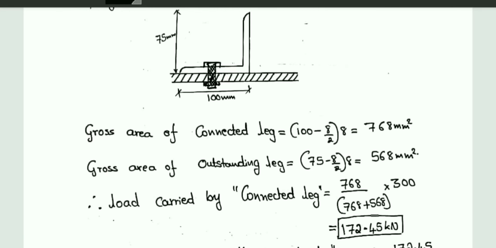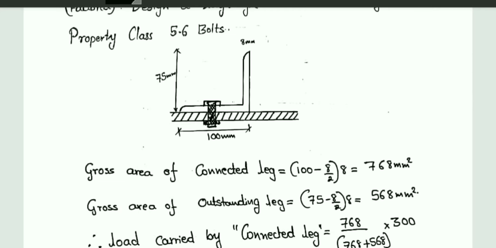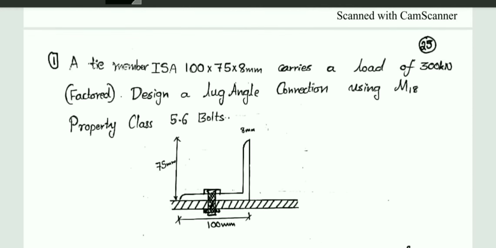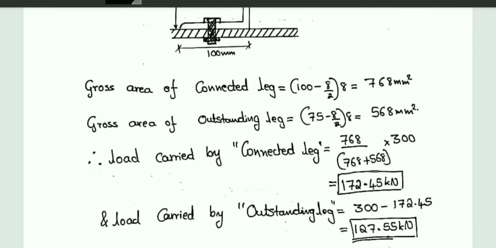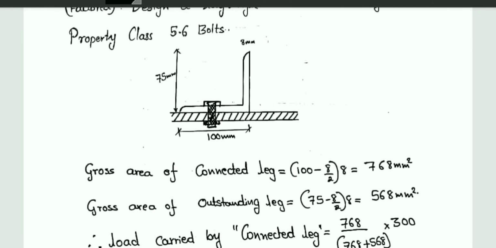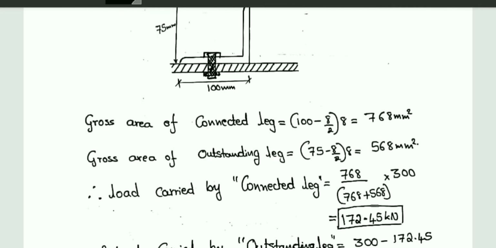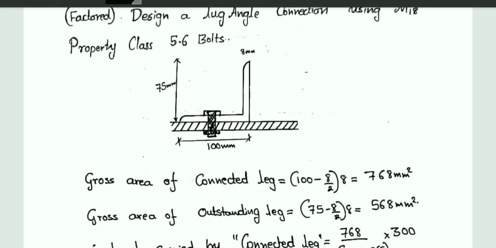Let us go with the calculation of the forces now. Total force given is 300 kilonewton. We need to divide the force between the connected leg and the outstanding leg. The total load to be carried is 300 kilonewton, so the load has to be divided. Let us see what is the area of these two separate legs.